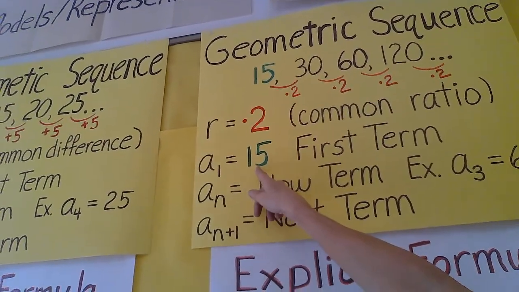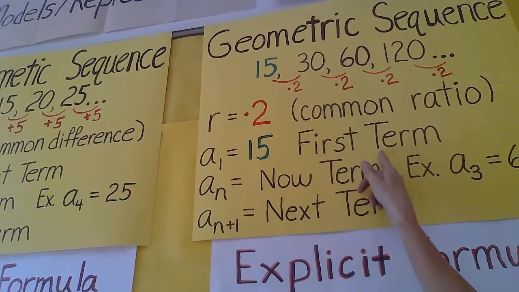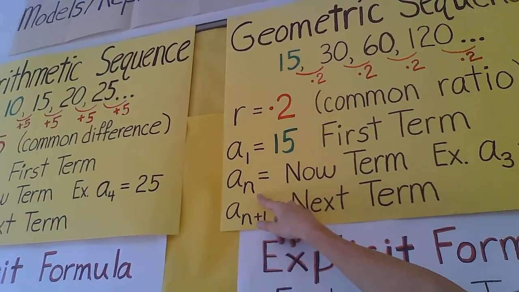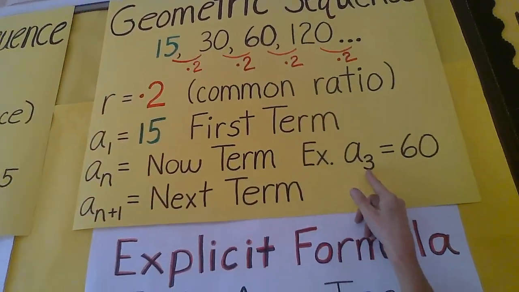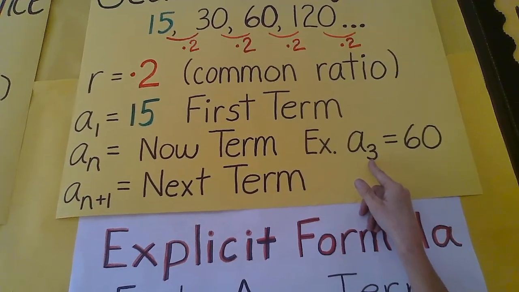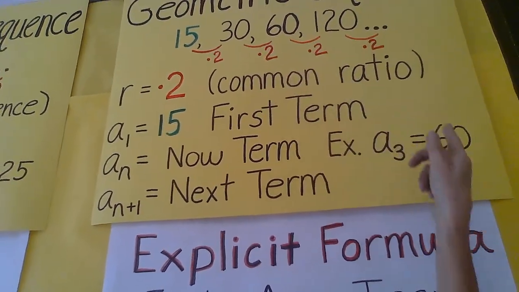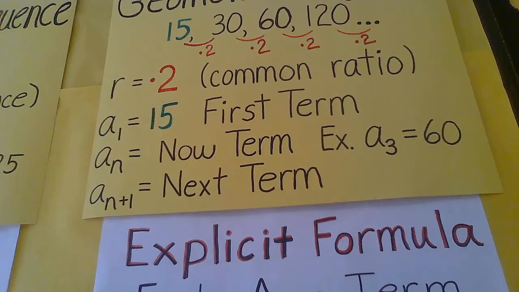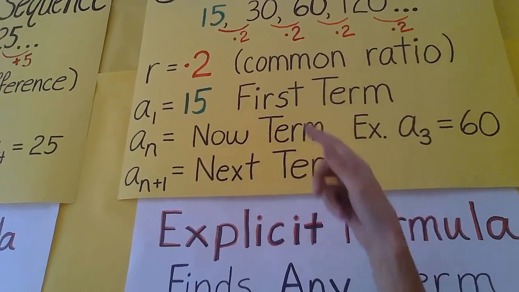A sub 1 is still the first term. 15 was the first term up there, so nothing changed. A sub n is what they're asking you to find. So if they're looking for the third term in this particular sequence, A sub 3, if you count 1, 2, 3, it is a 60. Okay, so all that is still the same. It's just that it's R and it's multiplying.